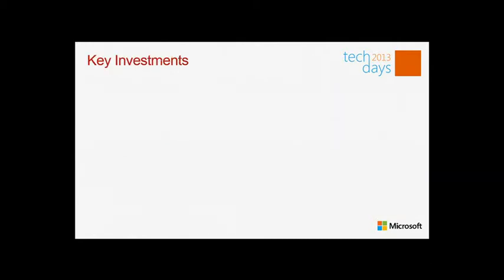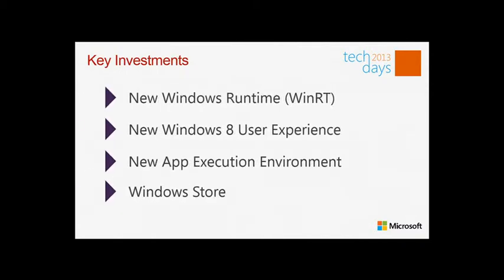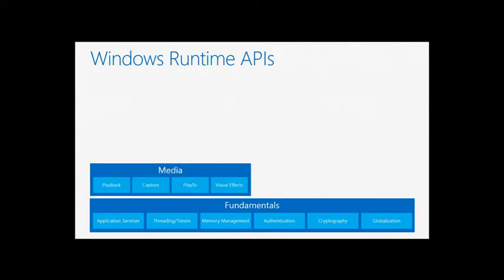So thinking about some of the key investments, we've already talked about some of these, the runtime. We've talked about user experience. I'm going to talk about the app execution environment, and we've already talked about the store as well. So if we look at some of these, the runtime APIs, we sort of did an overview earlier. Now we're going to dive in and talk about these in a little bit more detail. At the core are the fundamentals, things like memory management and globalization and cryptography and authentication. This is sort of the basics, the fundamental stuff. Some of that stuff that we already have, but now is embedded in the Windows runtime APIs.